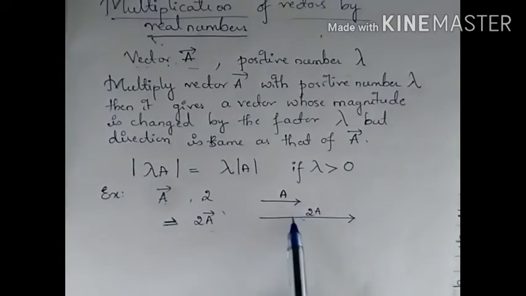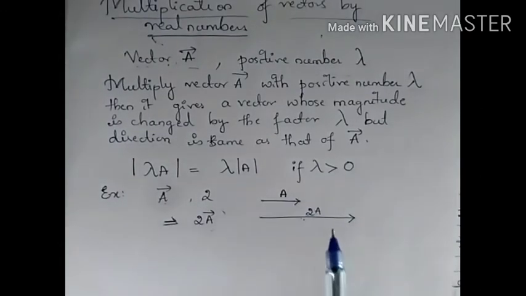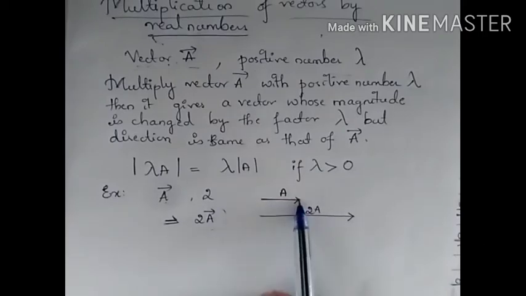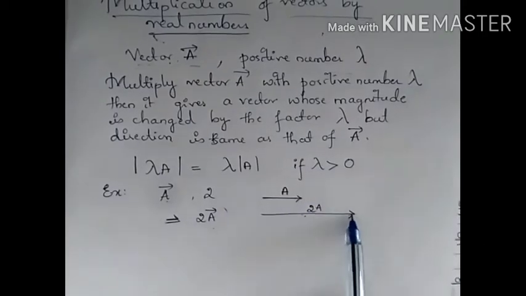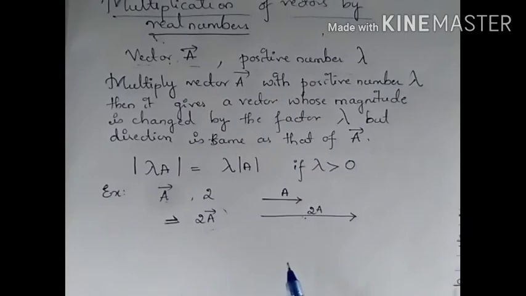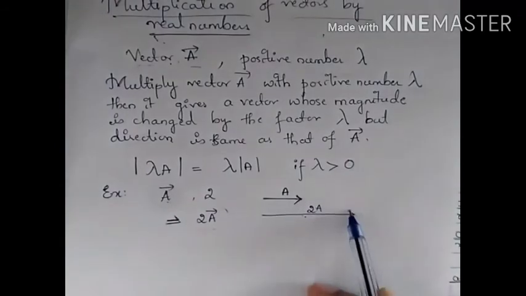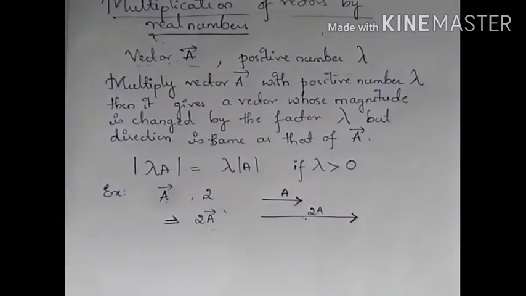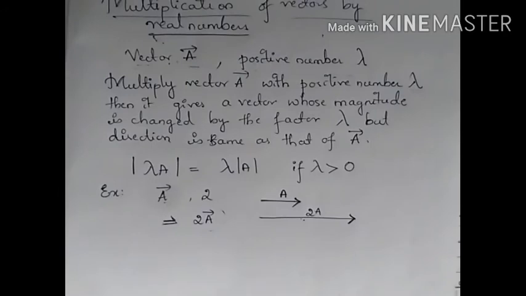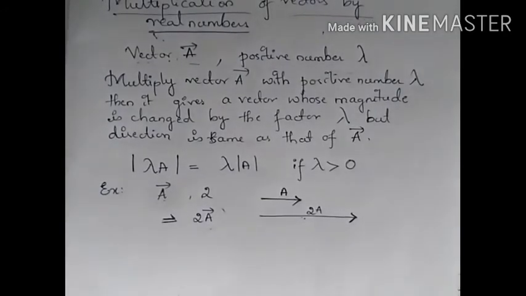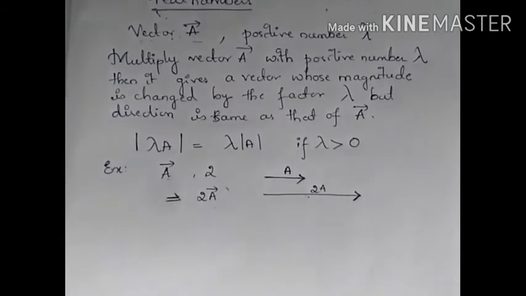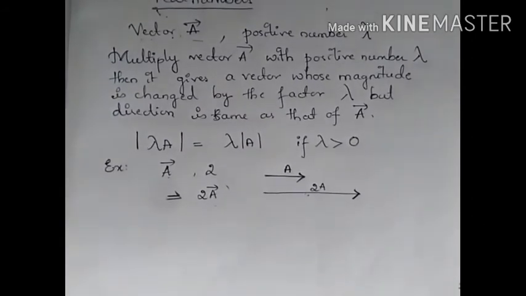So can you see the difference? The length of the vector will give you what? The magnitude. So the magnitude of A is smaller compared to the magnitude of vector 2A. But the direction of both these vectors is same. So both are directing towards the positive x-axis. So now you multiplied a positive number to the vector A, then you got a vector which has got same direction but magnitude multiplied with lambda.